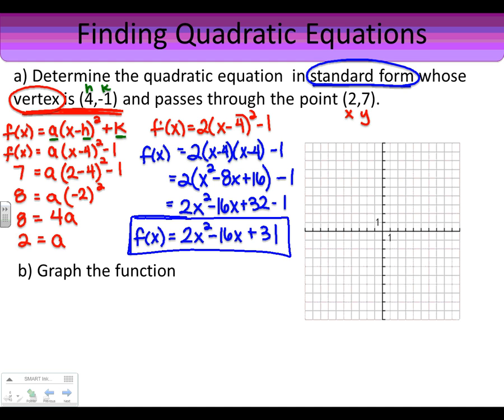So we started in vertex form since I was given the vertex, but then we can manipulate that, multiply it out so that it's in standard form.